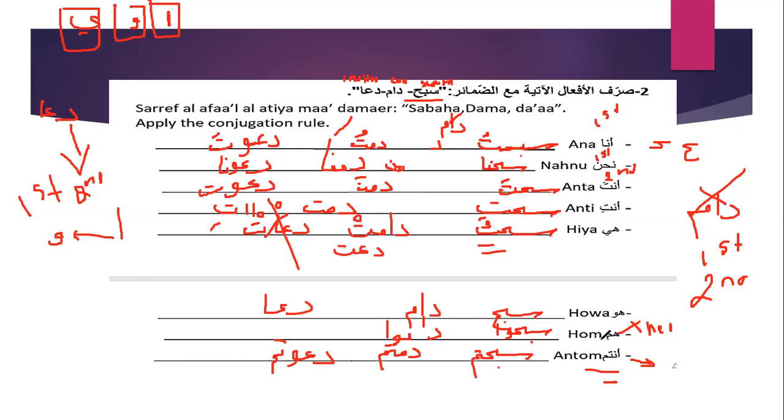Also here, whom, we need to cancel the a, because if I write da'u, it doesn't fit here. This doesn't have a sound, it's silent, and this is silent, so we cancel the a, we add wa and a.